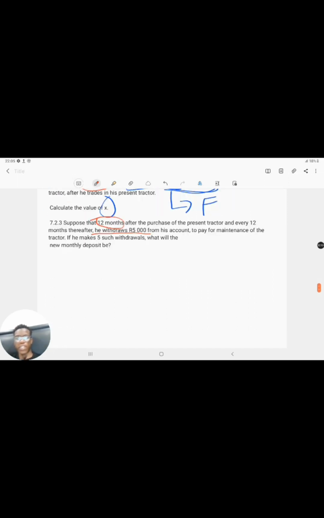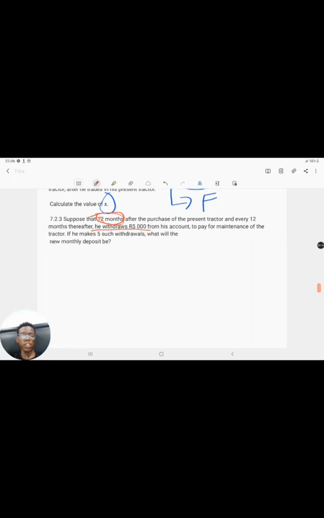So essentially what happens here is that the farmer withdraws 5,000 from his account every year, right? They're saying, suppose that 12 months after the purchase of the present tractor, and every 12 months thereafter, he withdraws 5,000 from his account. So every year he basically withdraws 5,000, and if he makes 5 such withdrawals, then how much will the new monthly deposit be?